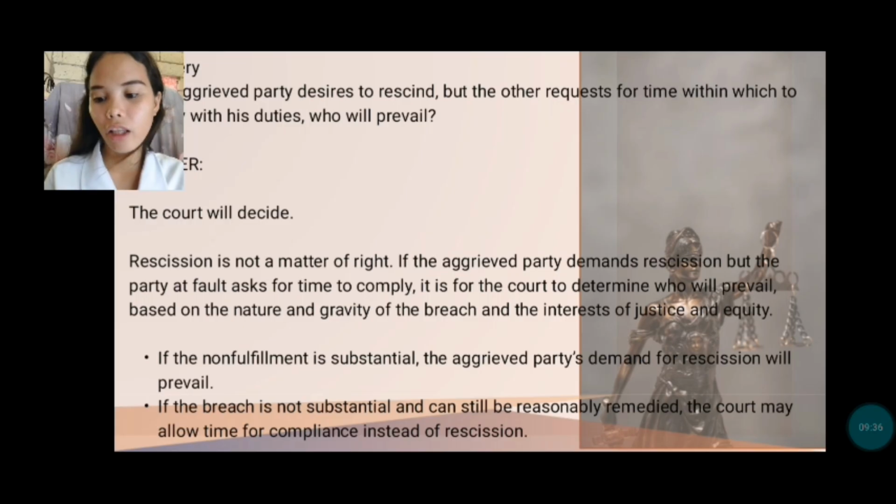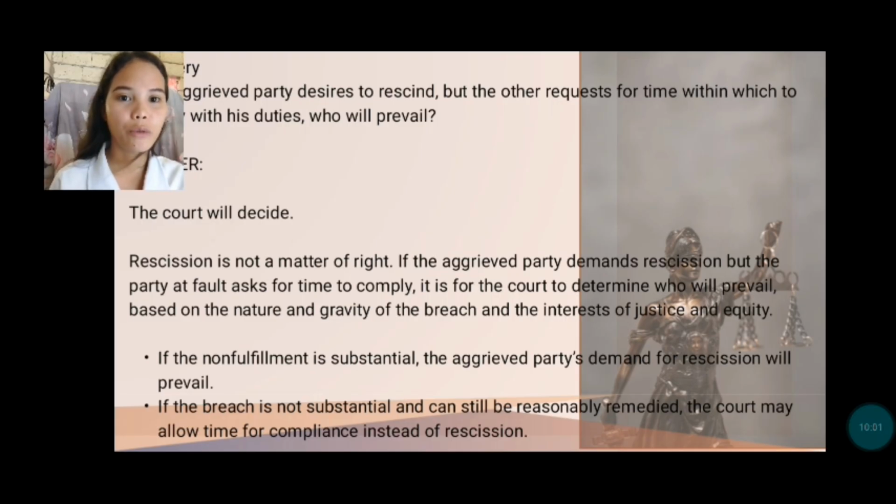So, here's a query. If the aggrieved party desires to rescind but the other requests for time within which to comply with his duty, who will prevail? The answer is the court will decide. Rescission is not a matter of right. If the aggrieved party demands rescission, but the party at fault asks for time to comply.